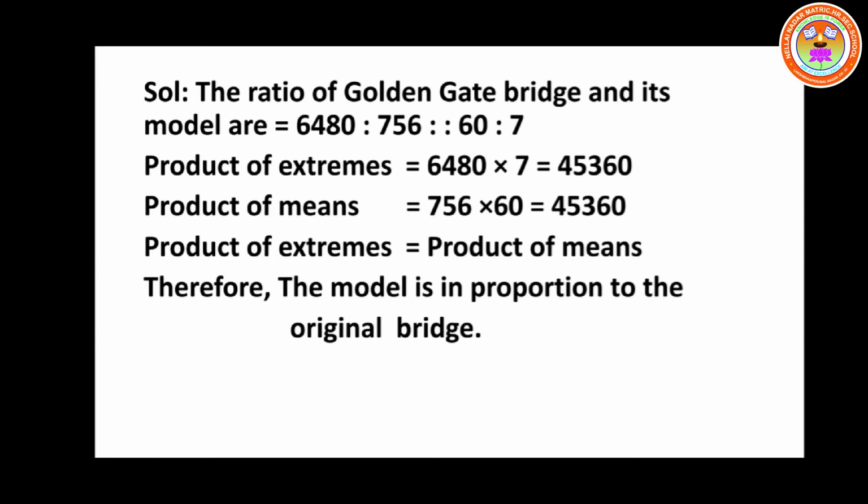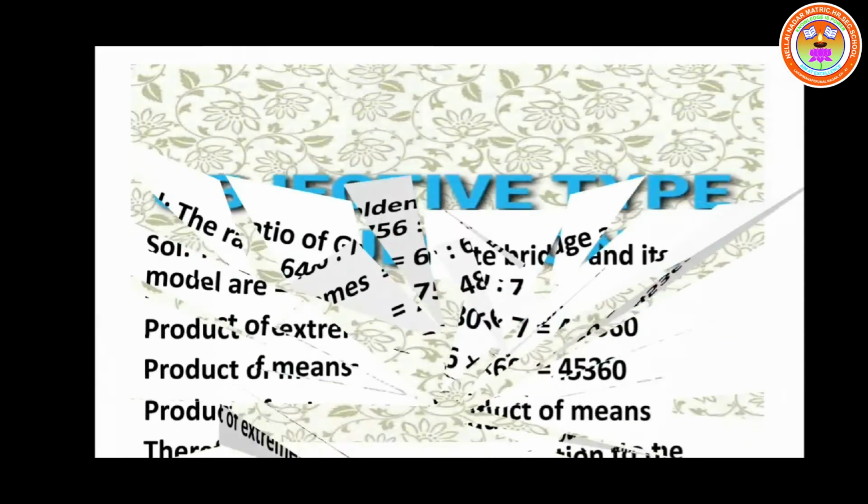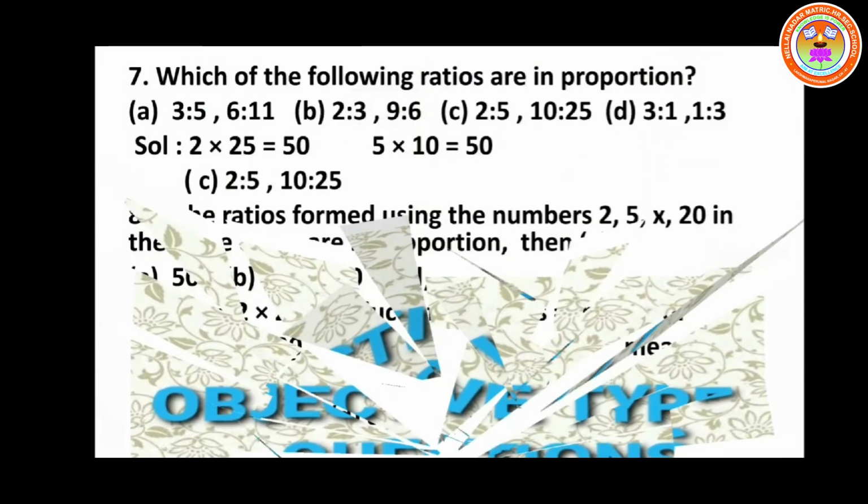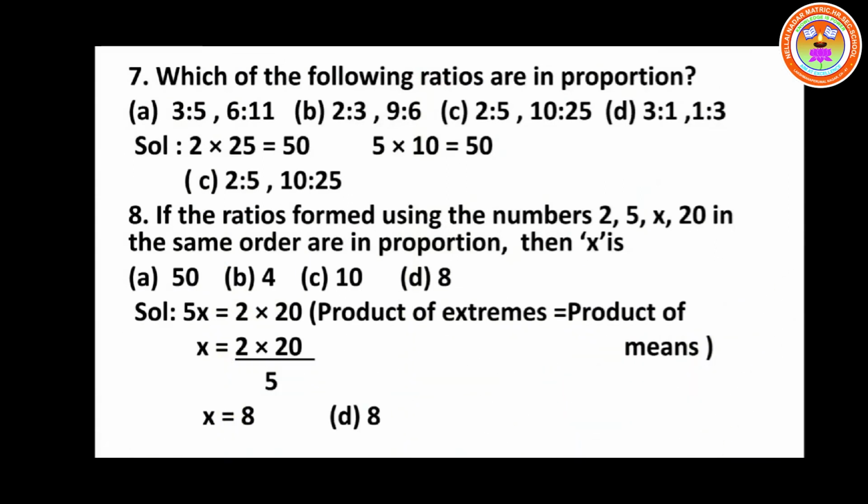Therefore, the model is in proportion to the original bridge. Okay, children. Now, let us move on to the objective type question. Now, in exercise 3.3, the problems are over. Now, let us move on to the objective type. Question number 7. Which of the following ratios are in proportion?